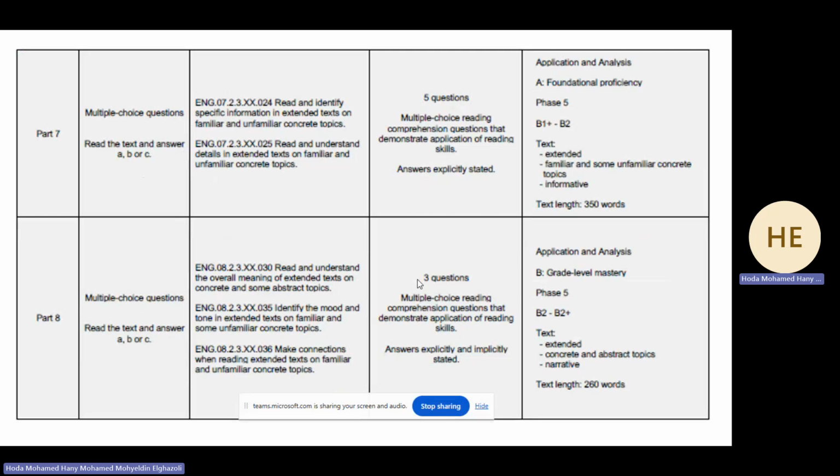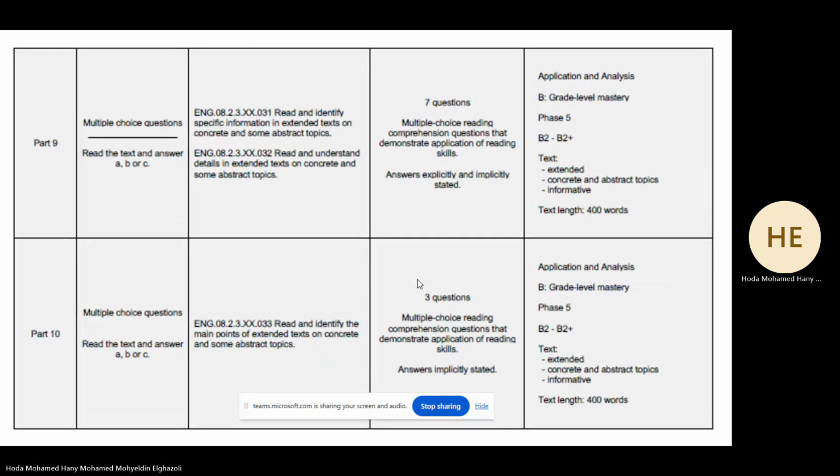The first reading text will have 5 multiple choice questions. The second reading text will have only 3 questions. The third reading text will have 7 multiple choice questions, and the last reading text will have 3 multiple choice questions. So all reading questions will be multiple choice. You will not be asked to write anything in detail as for the reading part. And the maze, of course, you know, it's again multiple choice questions.